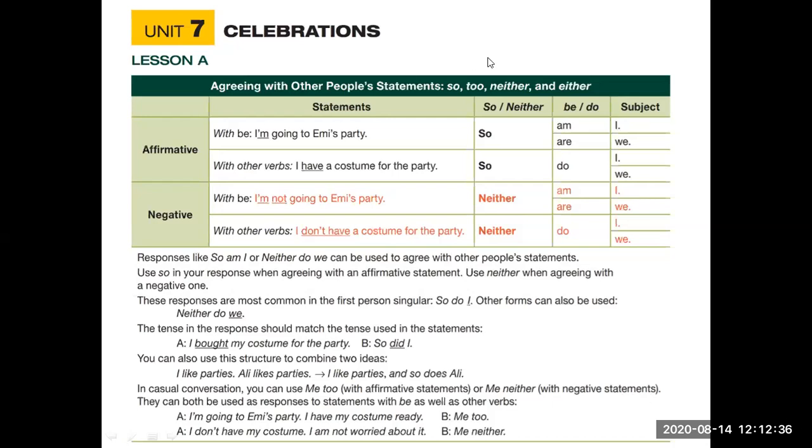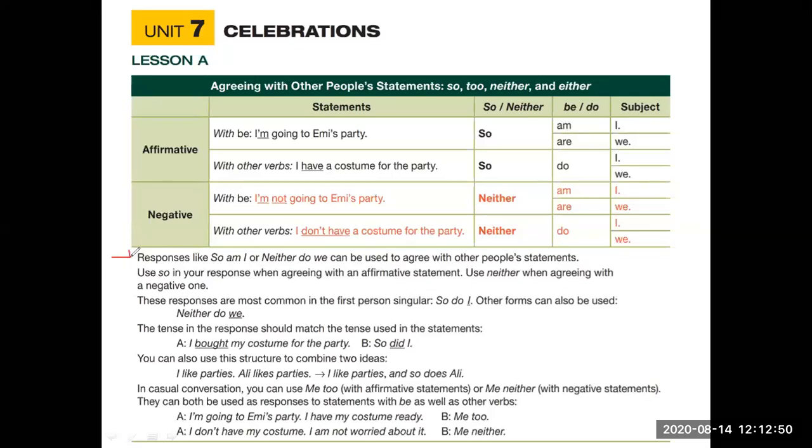Some people were asking when I am going to use the verb to be and when I am going to use the auxiliary. Okay, I am going to read first the rules in the grammar. The first rule is: responses like "so am I" or "neither do we" can be used to agree with other people's statements. If the statement uses the verb to be, we are going to use the verb to be also in the agreement. If the statement uses another verb that is not the verb to be, we have to use the auxiliary. We are not going to use any other verb here, only the auxiliary.